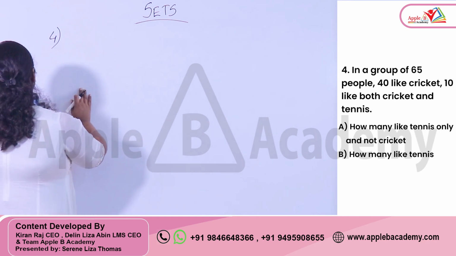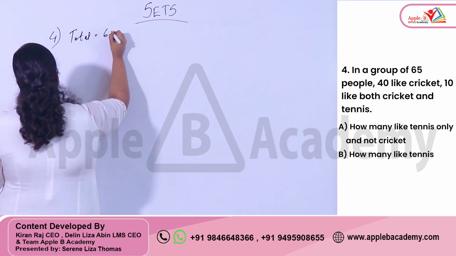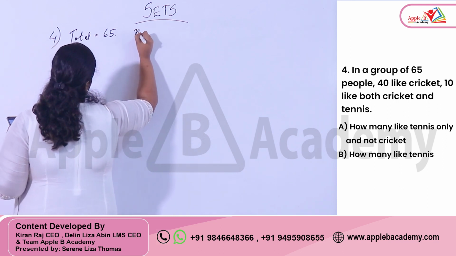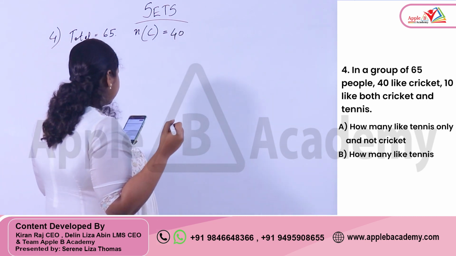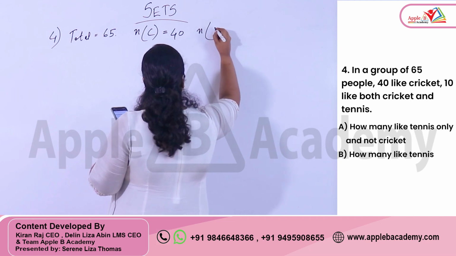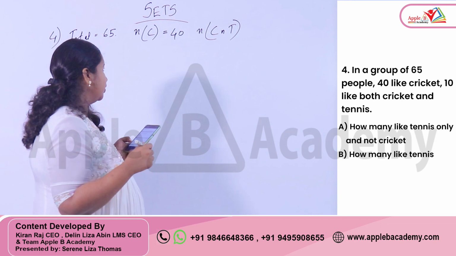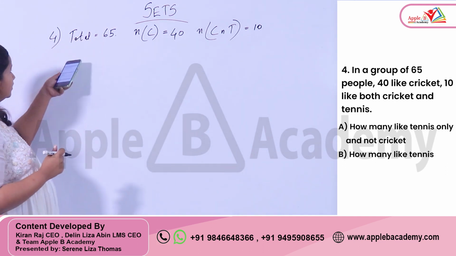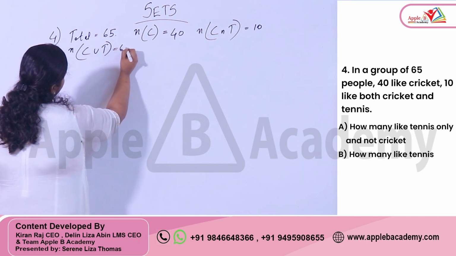In a group of 65 people. Okay. So the total is 65. 40 like cricket. That is, we will denote it as N of C. Okay. N of C like cricket and 10 like both cricket and tennis. Okay. So which is N of C intersection T. C denotes cricket and T denotes tennis. Okay. So C intersection T is equal to 10. Clear? So this total 65 means it is N of C union T is equal to 65.